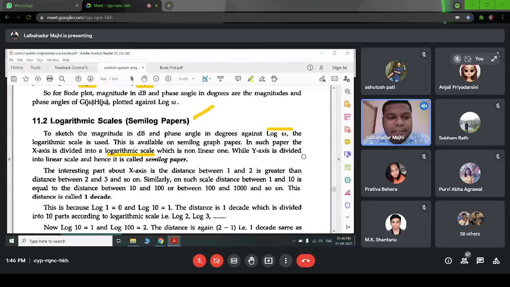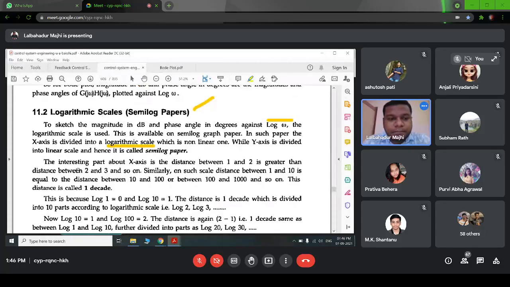And the y-axis is divided into a linear scale. Hence it is called semi-log paper, because the x-axis is divided into a logarithmic scale and the y-axis into a linear scale. The interesting part about the x-axis is that the distance between 1 and 2 is greater than the distance between 2 and 3, and so on.